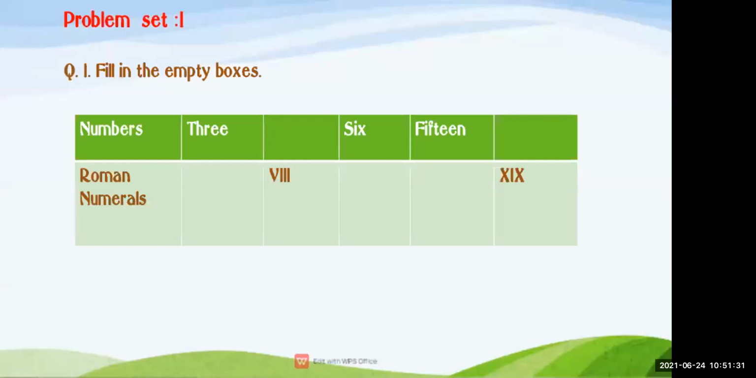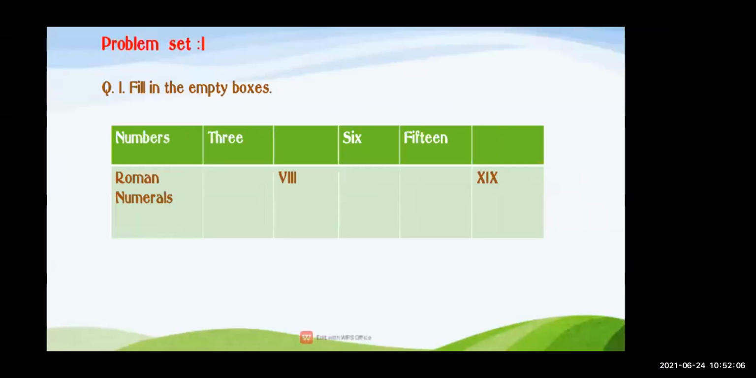Okay, now problem set 1. Question number 1 is fill in the empty box. Now here you're going to tell me the answers because I have taught you each and every Roman numeral. In the first box, there are some numbers, and in the second row you are going to write the Roman numerals. Now the first question is 3. How are you going to write it in Roman numerals? Very good students, giving the right answer. You are going to write it as III.